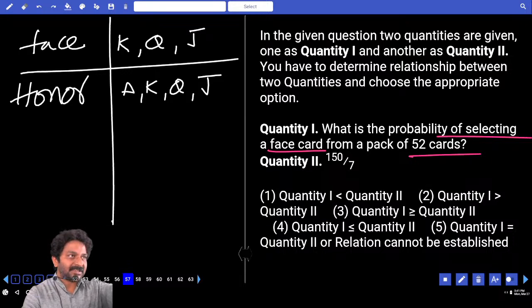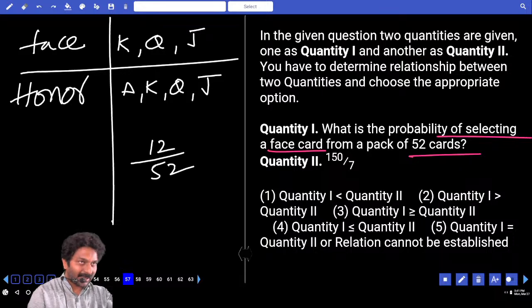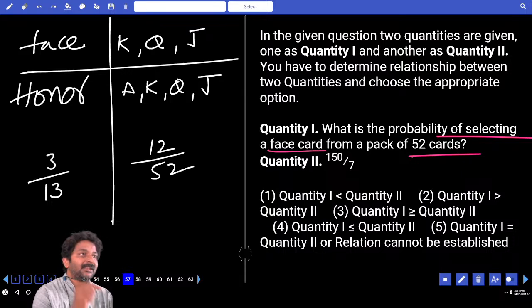Like that we have 4 sets. 4 into 3, 12 face cards out of 52. Otherwise, how many face cards will be there in each set? 3 out of 13. Over.